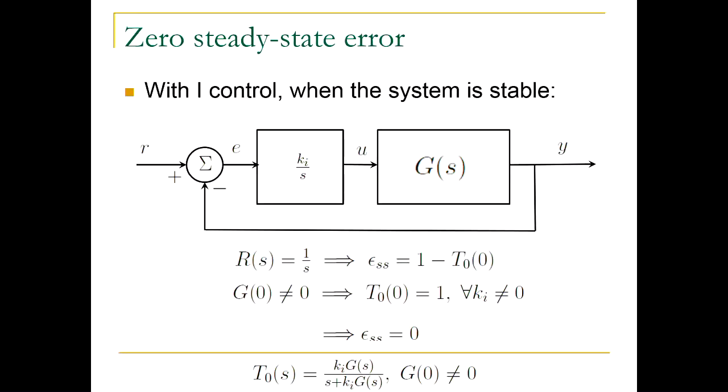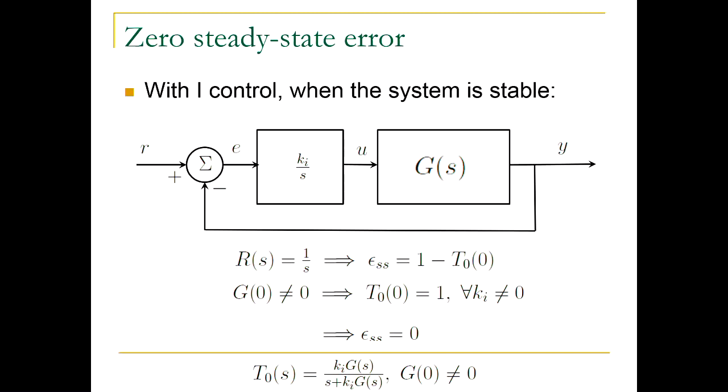All right. So let's talk about integral control. So now I'm just using, for simplicity, integral action in the controller. I have the plant transfer function. I apply a step reference, so R of S is 1 over S. Steady state error is 1 minus T0 at 0. So when G0 is not 0, you will find that T0 at 0 is 1 for any value of the gain. How do we see that?